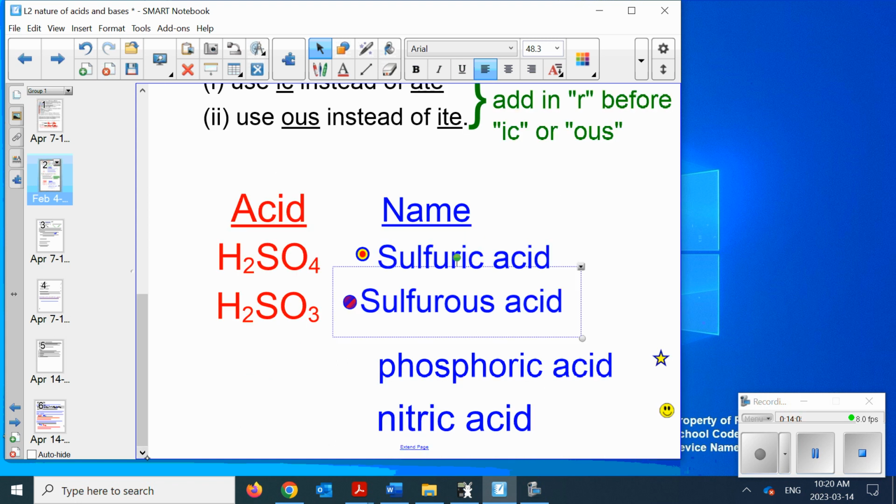Now, here's another one with the R exception. Phosphoric, ic ending, but there's no phosphorate, it's phosphate. You have to look on your periodic table and find the phosphate ion. So I'm going to let you do that. The periodic chart of ions that you have in the top center, second last page. Someone's going to tell me what the phosphate ion is.